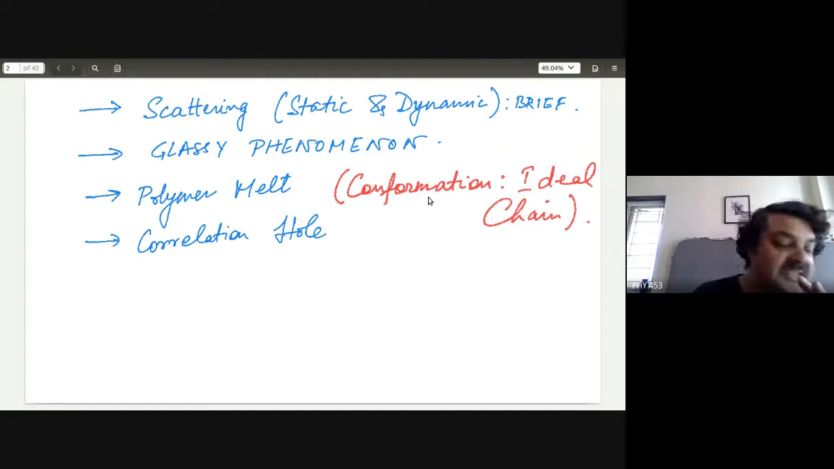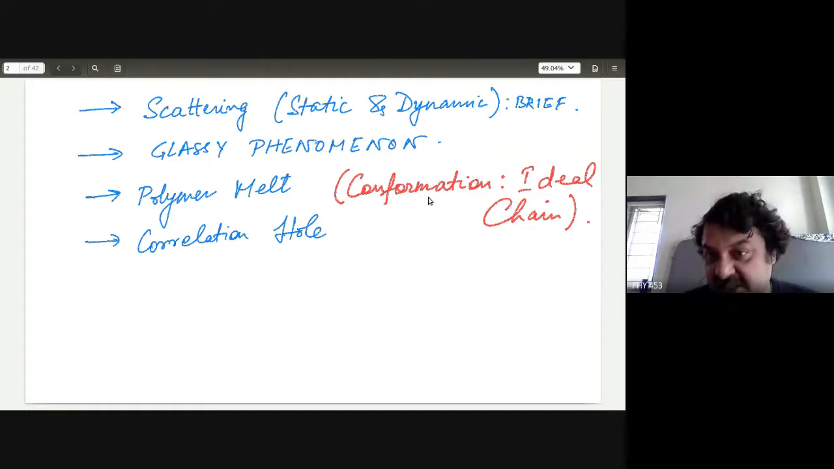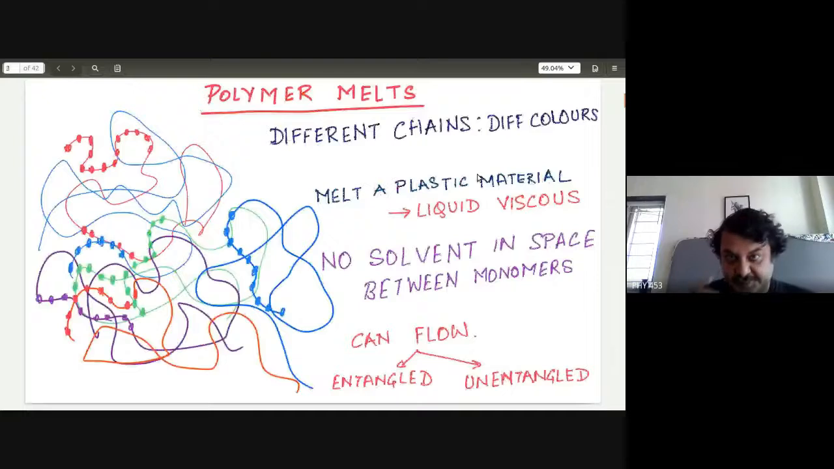It does not mean that the polymer chain is ideal, in that the monomers are not seeing each other. They are not ideal. Polymer chains cannot pass through each other. Excluded volume interactions are felt, but the conformation is that of an ideal chain. So what is the picture that you should have of a polymer melt? It's something like this.